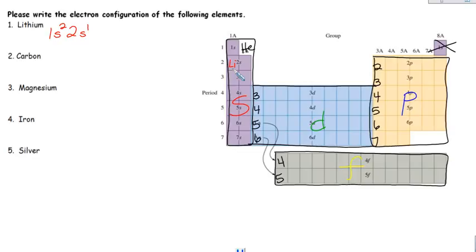All right, let's try another one. Let's say we do carbon. Carbon is element number 6. Here he is, carbon. I'm going to walk through the periodic table till I hit carbon. I always have to start with 1s. There are 2 electrons in the 1s orbital. First energy level, s block.